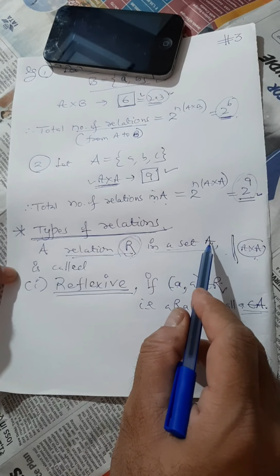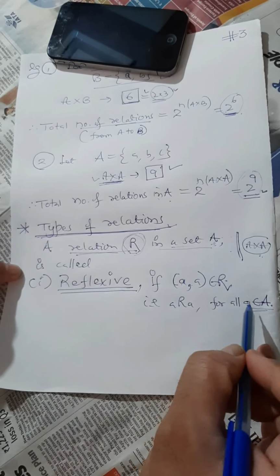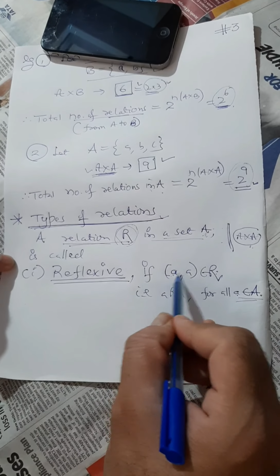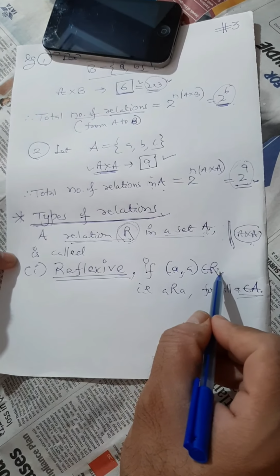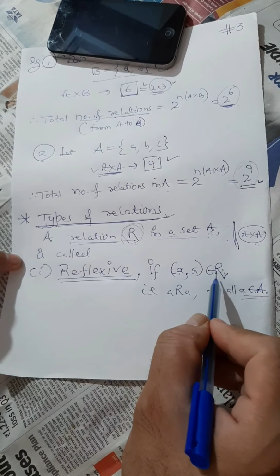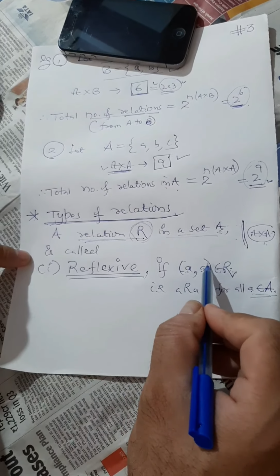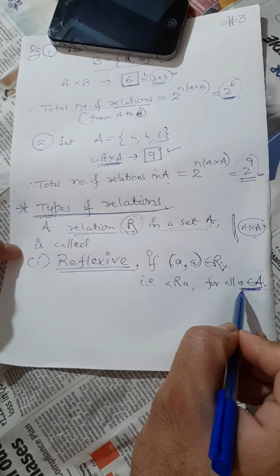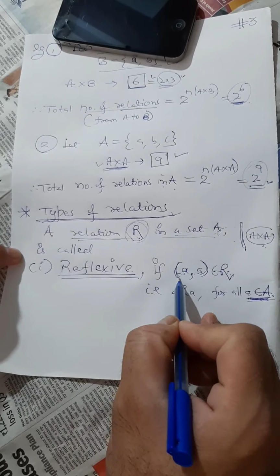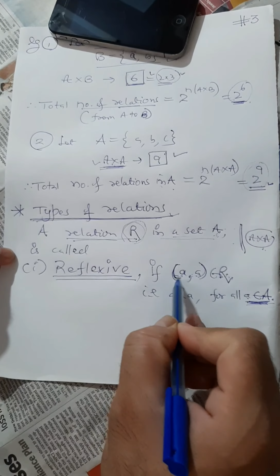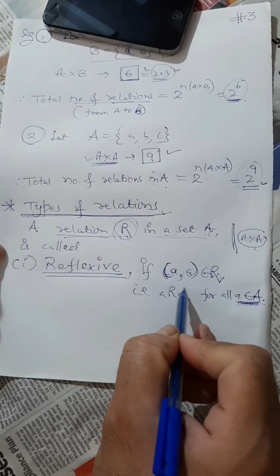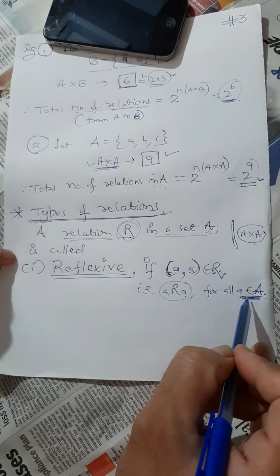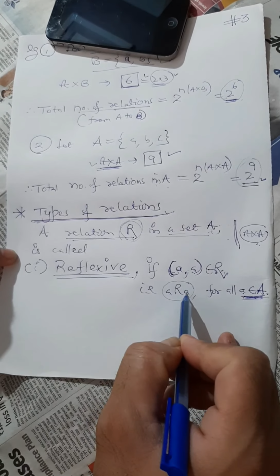Suppose A has 10 members, 1, 2, 3, 4 up to 10. Then (1, 1) should be there, (2, 2) should be there, (3, 3) should be there, (4, 4) should be there, and so on till (10, 10). It may or may not have other members, remember, but at least this much should be present for every member of the set. (a, a) must be present in the relation set. That means every member of the set is related to itself.